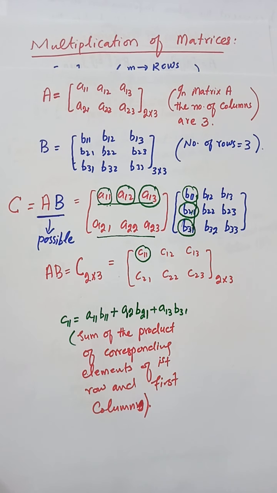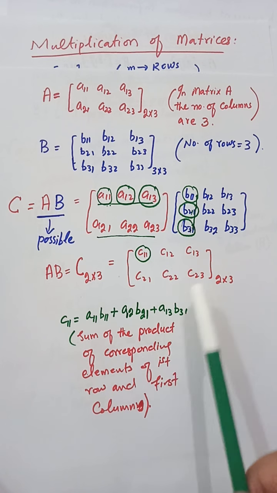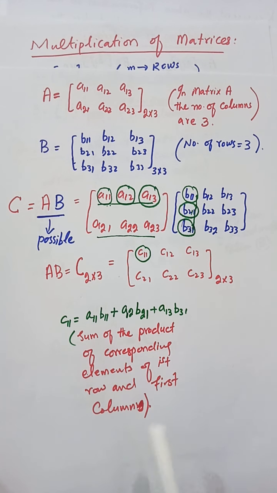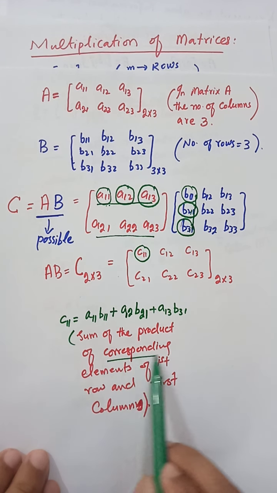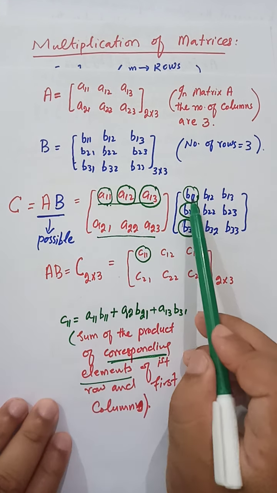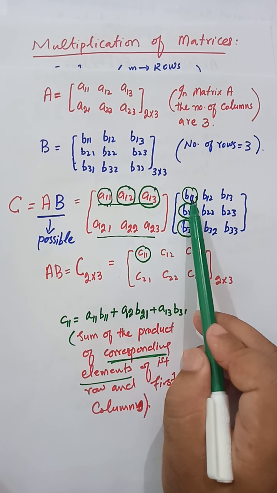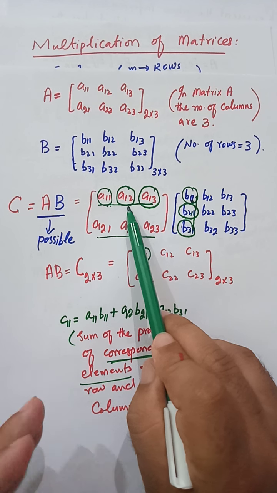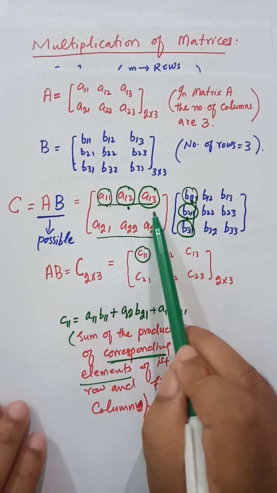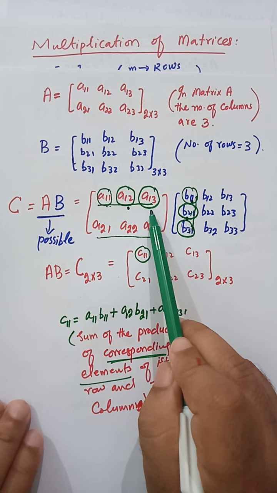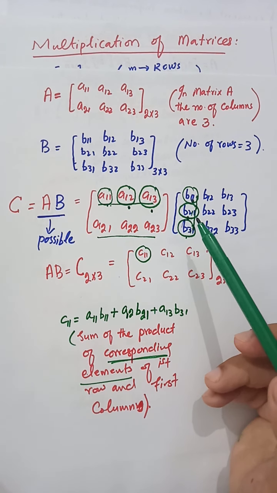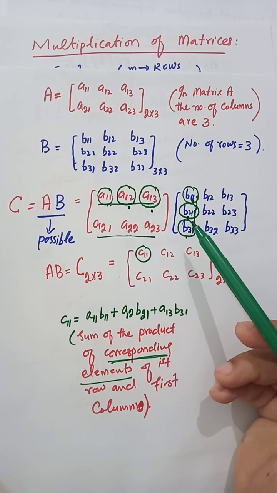So this is how you can get this C11, and similarly you will get C12 in this fashion, and C13 in this fashion, and C21, C22 and C23 in this fashion. Here the corresponding elements mean this is the first element of the first row that will be multiplied with the first element of the first column. This is the second element of the first row that will be multiplied with the second element of the first column. This is the third element of the first row, so this will be multiplied with the third element of the first column. This is what correspondence means in this case.